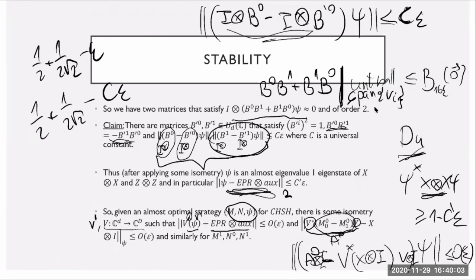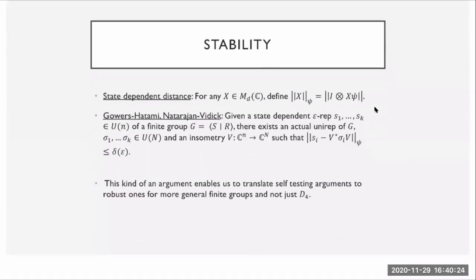Possibly there are other groups that have this property, but they are just powers of D4. So in some sense, I don't know of any interesting example that is not D4. Okay, so we saw that every almost optimal strategy is an optimal strategy.